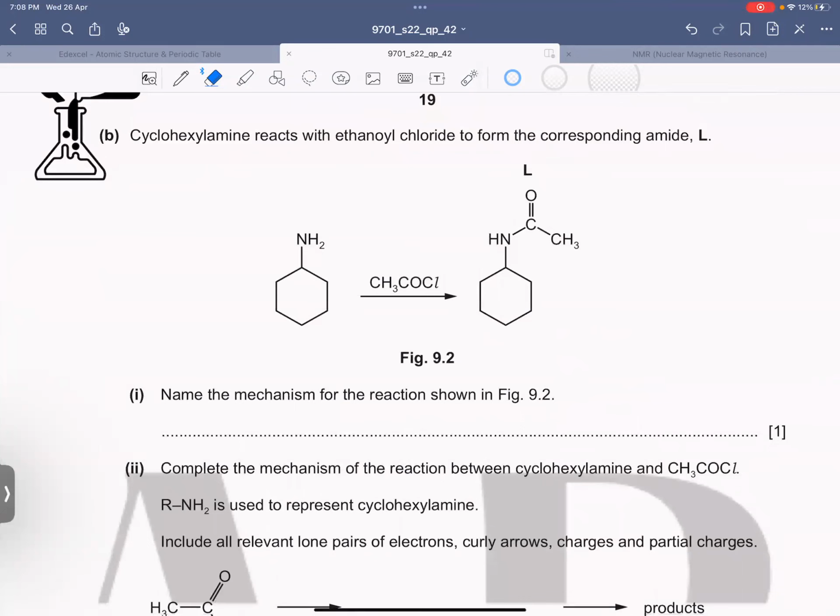Okay, B part. Cyclohexylamine reacts with ethanoyl chloride to form the corresponding amide L. Name the mechanism for this reaction.